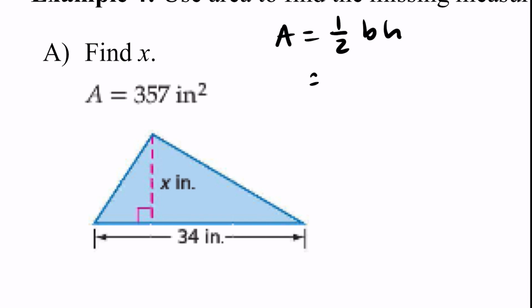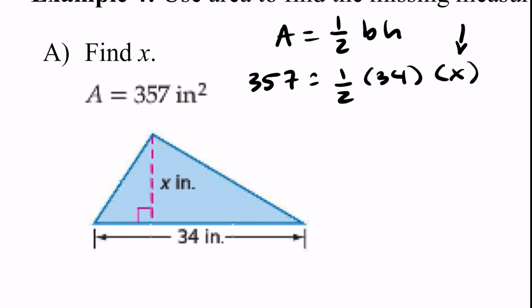Okay? So 1/2, do I know what the base of the triangle is? What is that? 34. Do I know what the height of the triangle is? What is it currently? X, right? So X. Okay. Do I know what the area of this triangle is? What is it? 357, okay? So my goal here is to find the value of x, which in this case is the height, right?